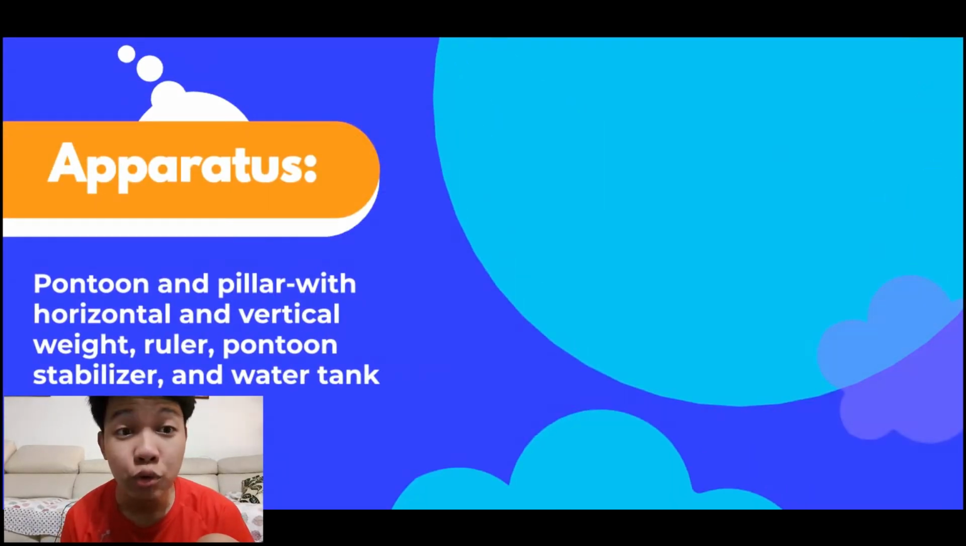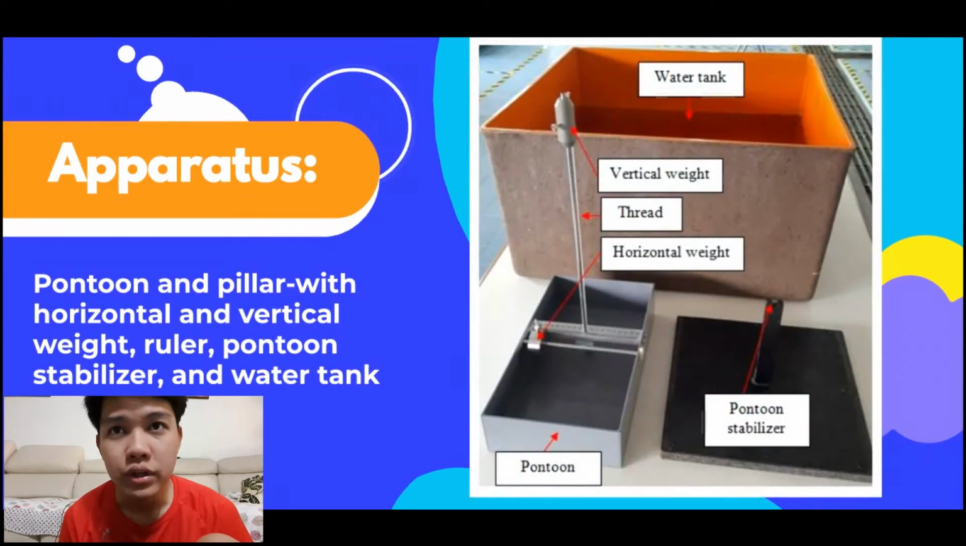So before we get into the methodology, I will share with you the apparatus that are needed to conduct this experiment. So the apparatus are ponton and pillar with horizontal and vertical weight, a ruler, ponton stabilizer and water tank. So as you can see, there is a picture in this video which consists of all the apparatus that we need in order to conduct this experiment. So okay, next is the methodology.